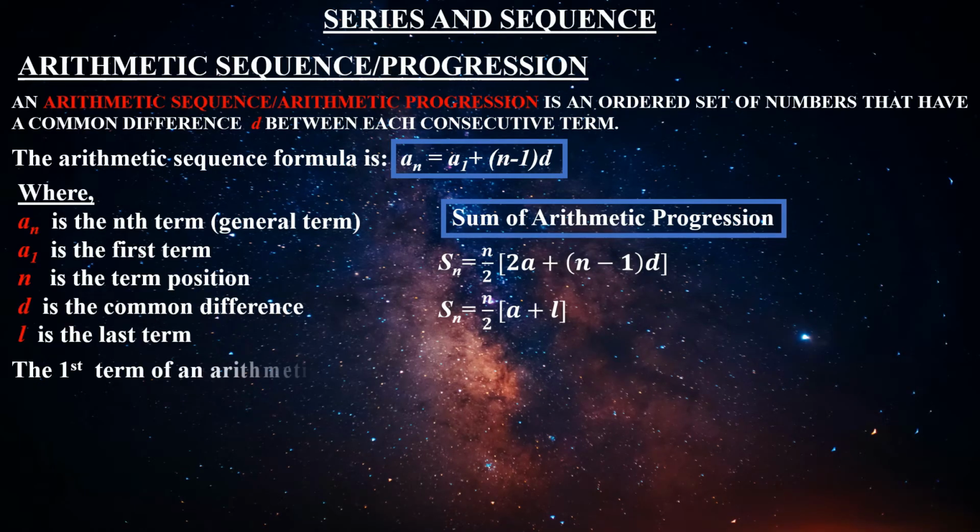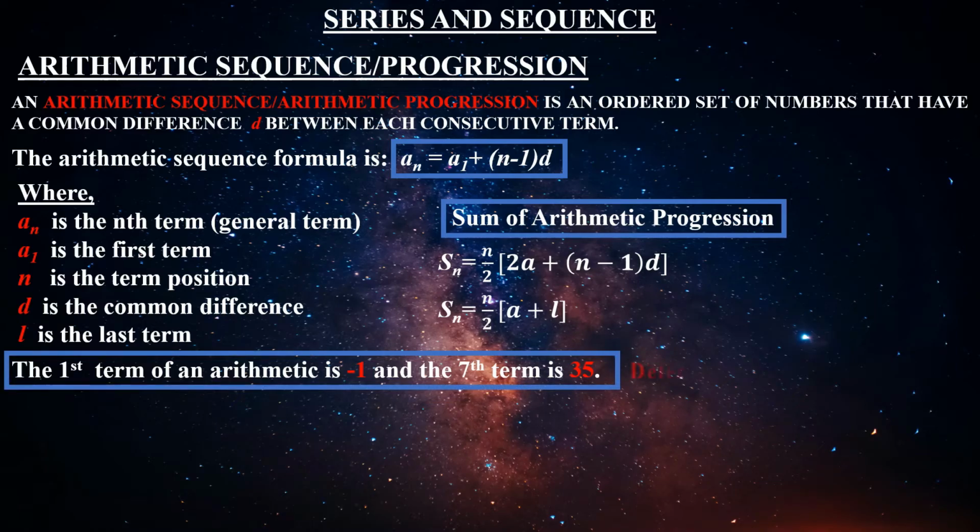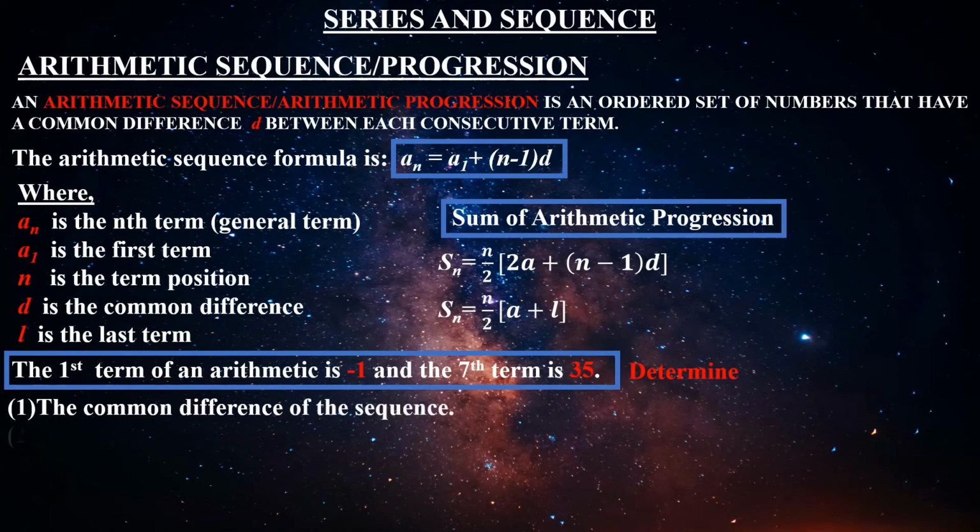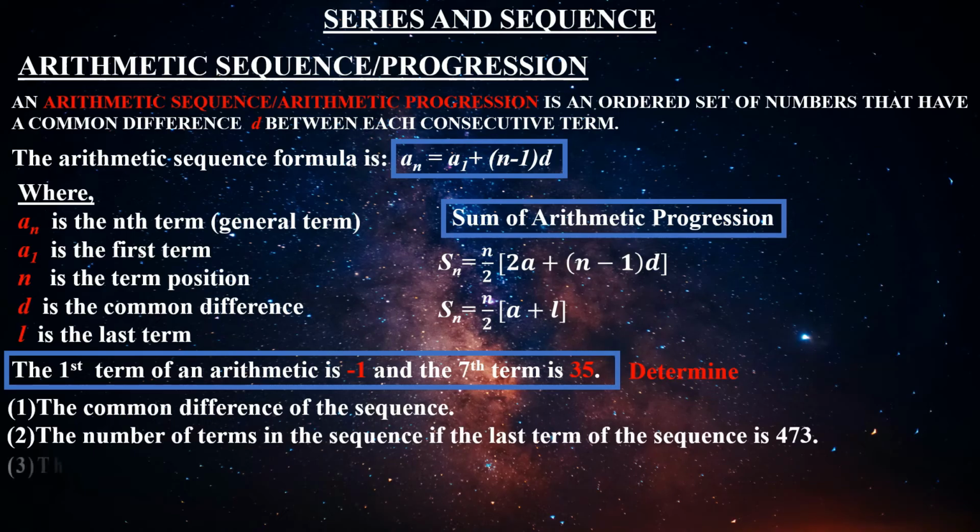Okay, so now we're going to look at a question, right? Okay, and this one is a past examination question. So the first term of an arithmetic progression is -1, and the seventh term is 35, right? That is the question. Okay, determine what you want to determine. So I want to determine the common difference of the sequence, and also want to determine the number of terms in the sequence, if the last term of the sequence is 437.